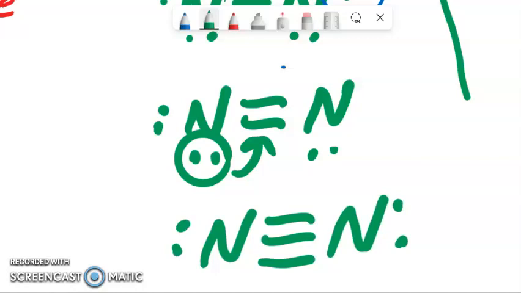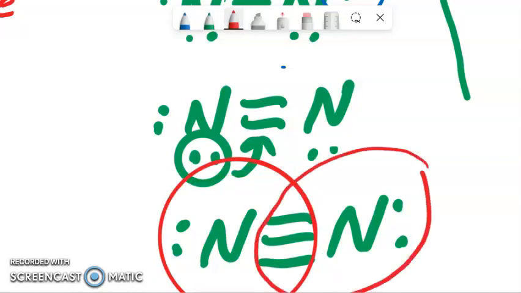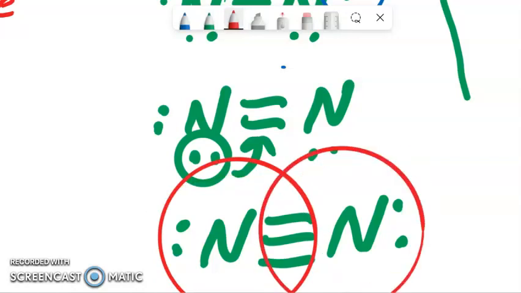It doesn't really matter where you put these pairs of electrons. I try to make my Lewis structures look symmetrical just because of aesthetics. But anyway, we still have 10 electrons: 2, 4, 6, 8, 10. And now everybody has an octet. There's 8 electrons, and there's 8 electrons. Stop and count it to make sure that that's right.